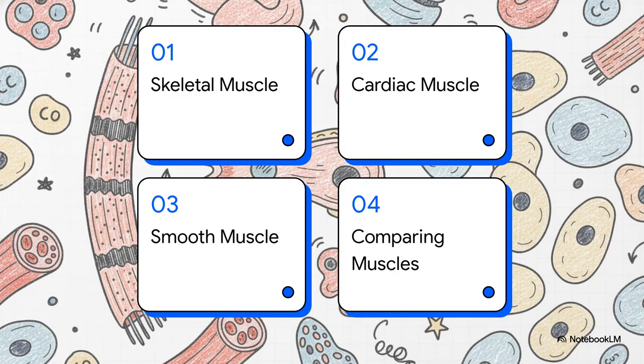Okay, let's dive into this. To make sense of it all, we've got a clear roadmap today. We're going to hit four main areas. First, skeletal muscle. Second, cardiac muscle. Third, smooth muscle. And finally, we'll wrap up by comparing all three side by side.